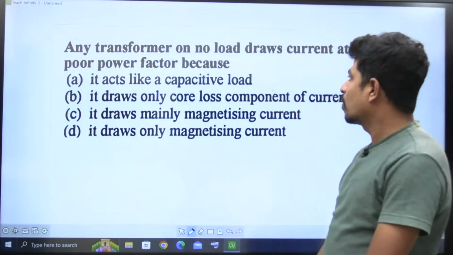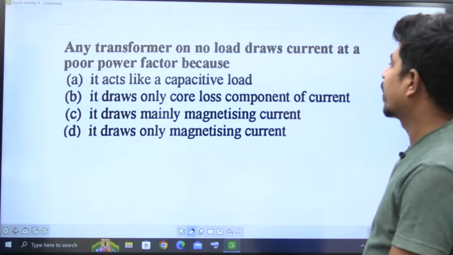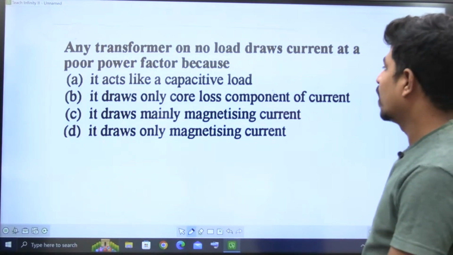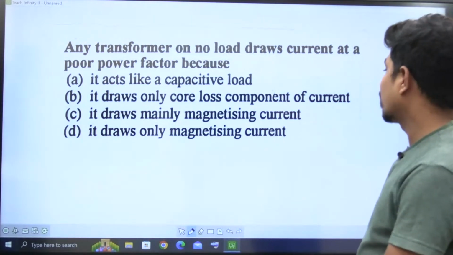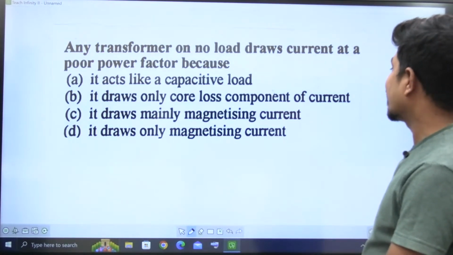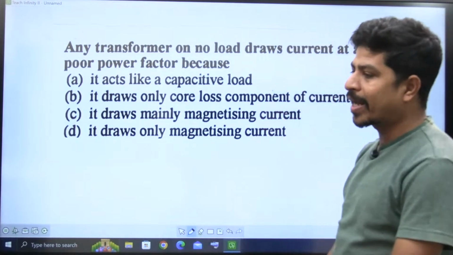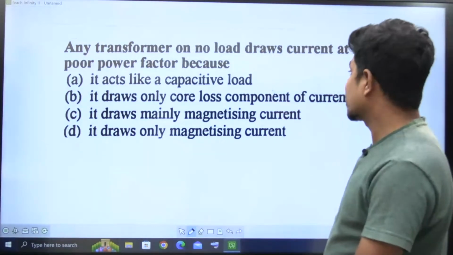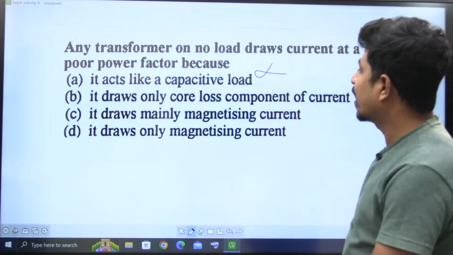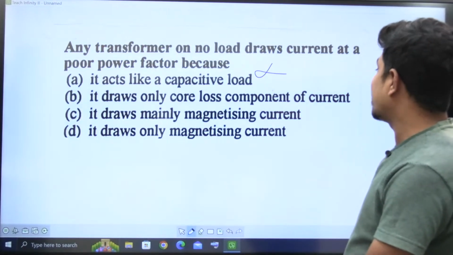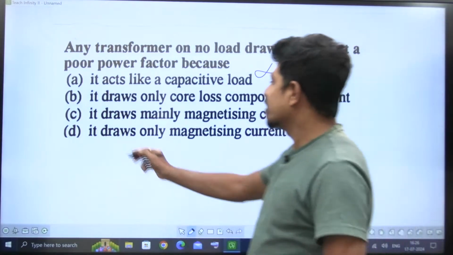An autotransformer on no load draws current at a poor power factor because it acts like a capacitive load. It draws only the core loss component of current. It draws mainly the magnetizing component of current. It draws only magnetizing current. It draws core loss component of current and magnetizing component, both. Option C is correct.